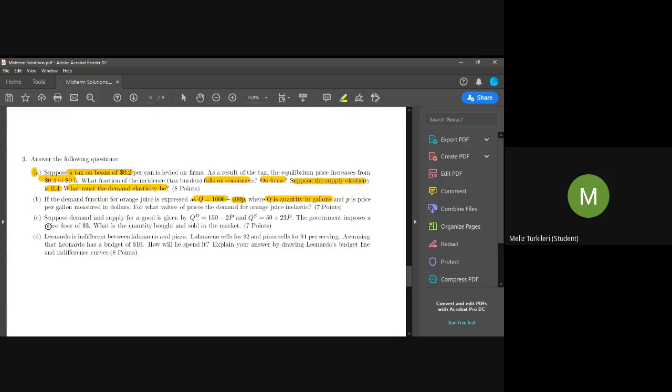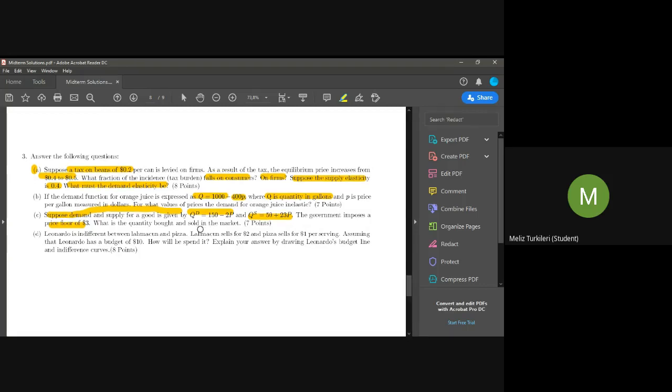Let's think about the C section. Suppose demand and supply for a good is given by quantity of demand equal to 150 minus 2p, and quantity of supply 50 plus 23p. The government imposes a price floor of $3. What is the quantity bought and sold in the market?